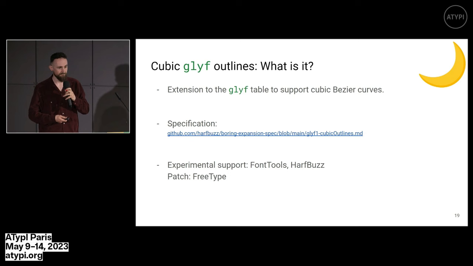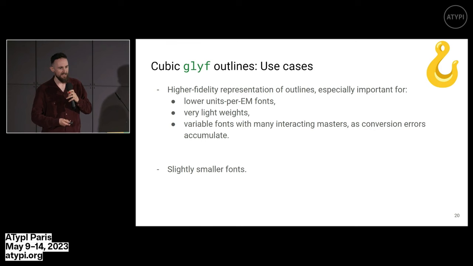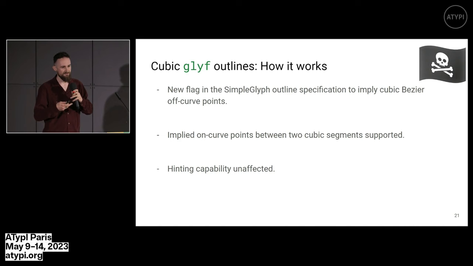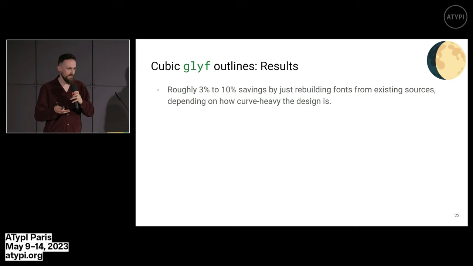Okay, onto the second piece, glyph outlines. So the glyf table has had quadratic Beziers traditionally for decades now, and adding cubic Beziers I think is desirable. Again, we have demos, and this is allowing slightly smaller file sizes, slightly higher quality. As there's no conversion, many type designers do draw with cubics and not with quadratics. So there's some implementation details here. There's a flag in the simple glyph outline, which can imply the cubic Bezier's off-curve points. We also have implied on-curve points, which is an important detail for interpolation, and the fundamentals of hinting are unaffected. And so, yeah, there's this small file size savings.